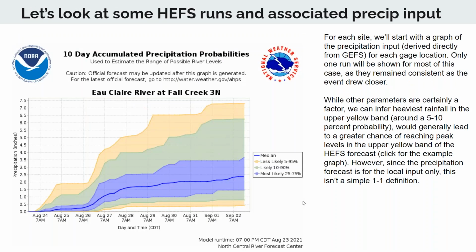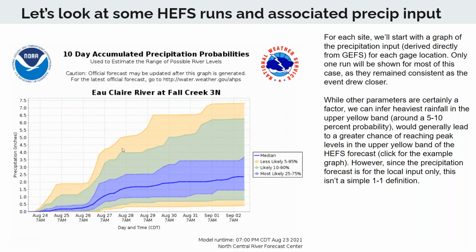So I am going to take a look at the precipitation output for each site, as well as the HEFS graphics. So we'll take a look at this. It's just one example here. It's a 10-day ensemble of precip, but what it represents is the precip for the local inflow, the local basin, not the entire basin leading up to that gauge, and that's something to keep in mind. So it's not really like a 1-to-1.